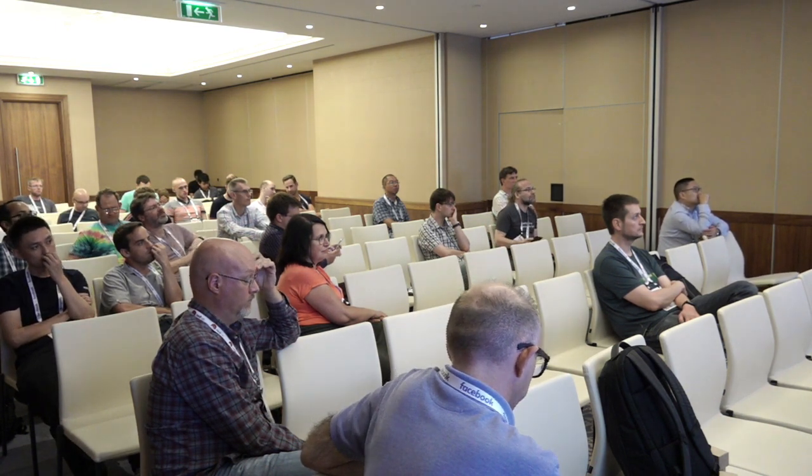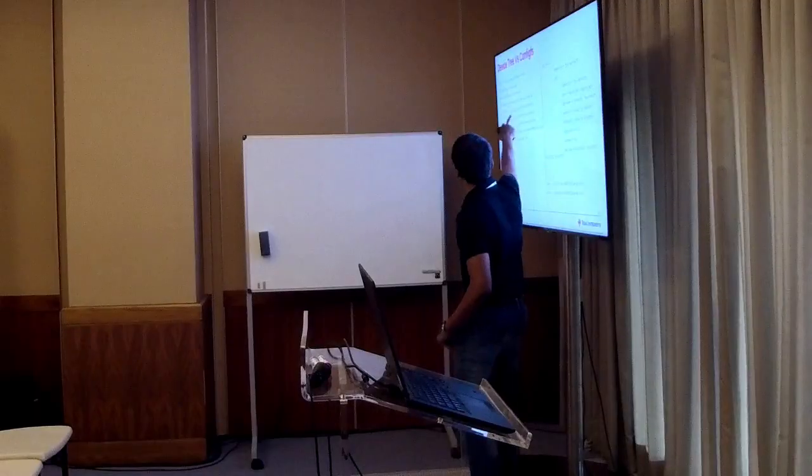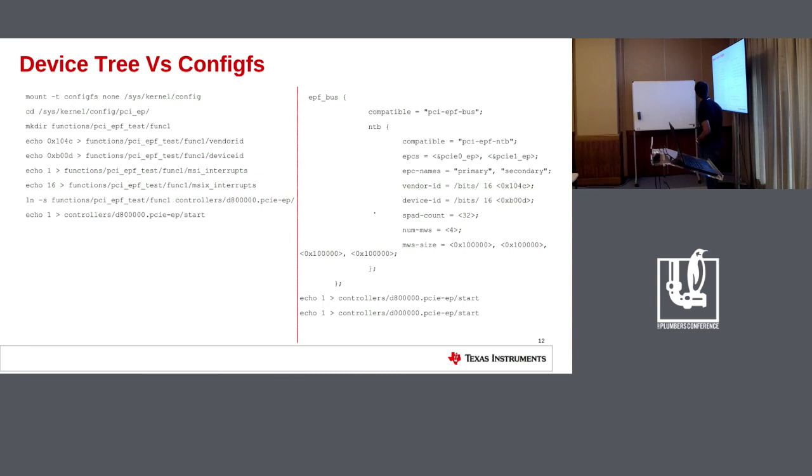So as part of this work, I'm also adding device tree support for endpoint function. Previously, the endpoint function devices were created using configfs. So for creating an endpoint function device, you used to create something like this. But the problem is you generally link a function to one endpoint instance. Now we have to link a function to two endpoint instances, and device tree, in my opinion, was a better representation for these kinds of use cases.